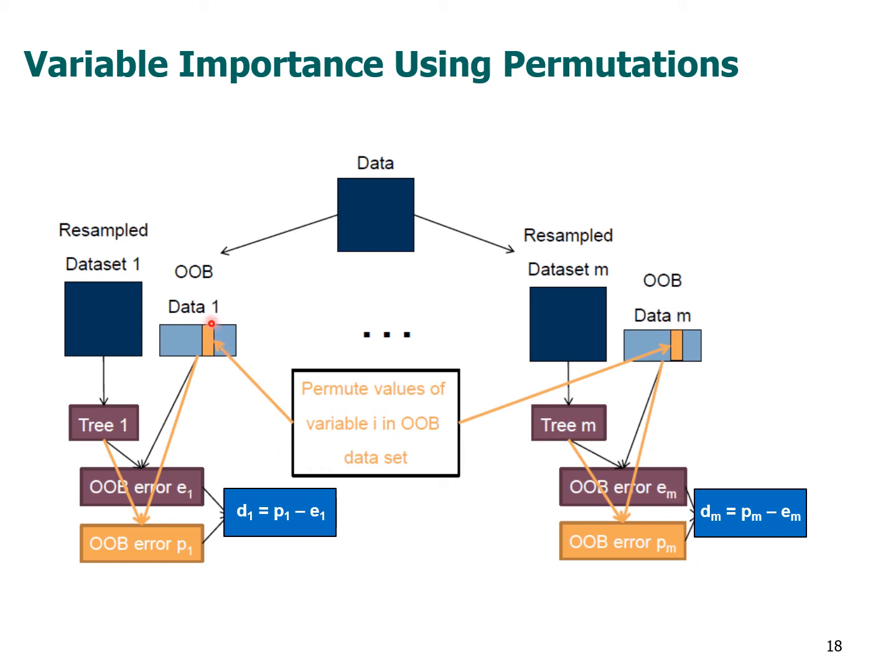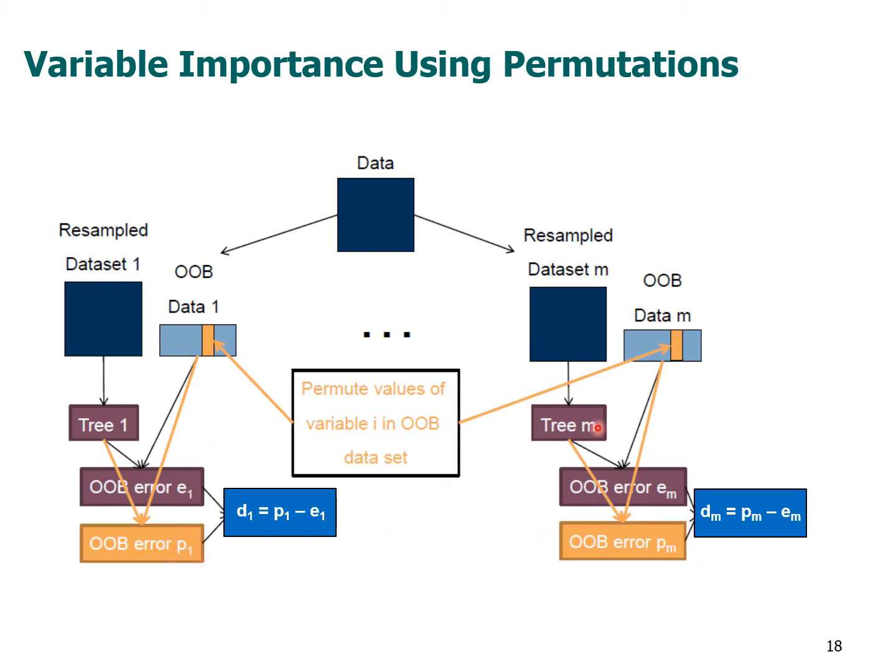Then you modify, you change the values of a certain attribute I. You permute the values of attribute I. You choose a certain attribute I and randomly change it. So this OB data 1 is now modified. By using the same decision tree, you recompute the error of this modified OB data 1, and let's say that error is P1.